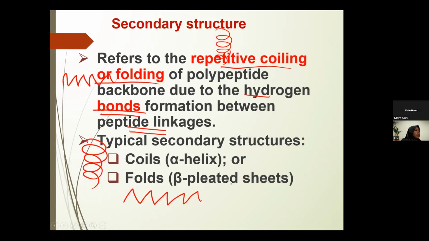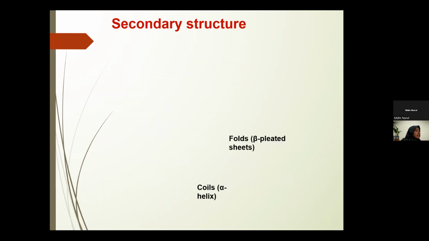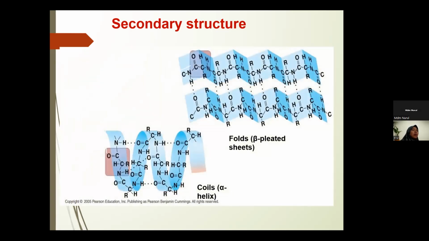Okay. Contoh nota. Salin. Okay, done? Okay, now let's see the structure. This is the coil and the beta pleated sheet structure. Right? You can see the shape of coil over here. Ni. Right? Dia sebenarnya macam ni.